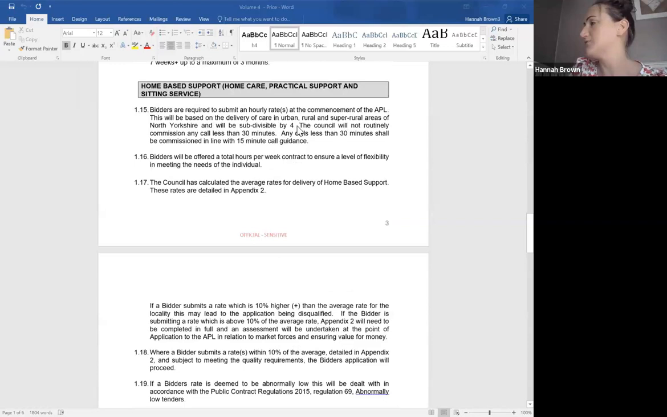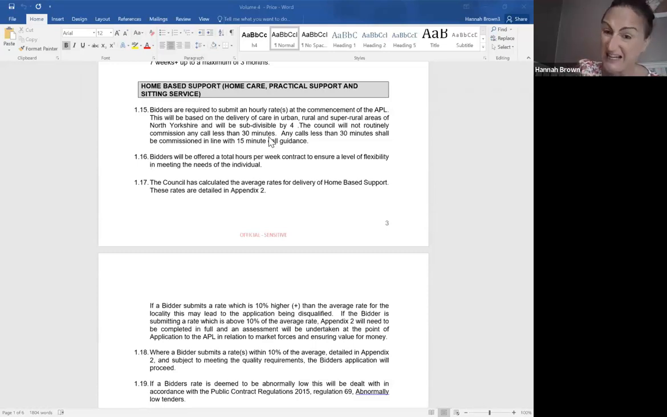If we just scroll down, it talks about home-based support there. So if you've attended the home-based support webinars, you'll know that home-based support now applies to all services delivered within a person's home, be they regulated or non-regulated. So you'll submit rates for home-based support services via the appendix 2 document. If you're a current provider, it's a similar principle to currently, in that you'll submit urban, rural and super rural rates, and there are maps for those included within the procurement document, so that you know across the large geography of North Yorkshire, each of our district localities has a map.